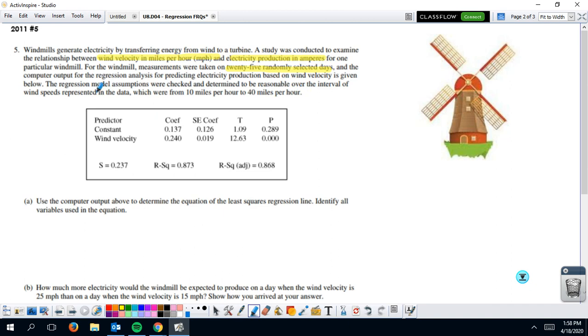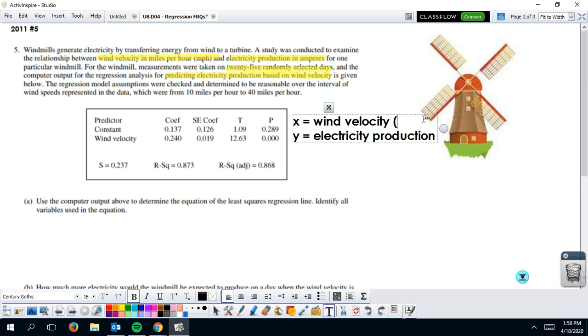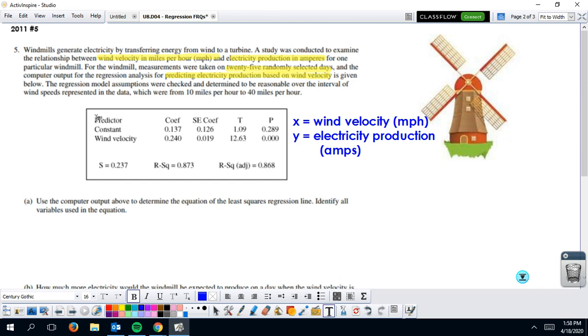Gotta have that info. And the computer output for the regression analysis for predicting electricity production based on wind velocity is given below. So what that means is, I already know, it's really large. Let me just undo this. I'm going to be typing on here, so bear with me. X equals wind velocity, and Y is going to be your electricity production. We know our units are very important. The wind velocity looks like it's going to be miles per hour, and the electricity production is amperes. So I like to identify that kind of stuff in the beginning. I'm going to put this in blue. I like to stick with my routine. And then I'm just going to write that down from the information and then keep reading.